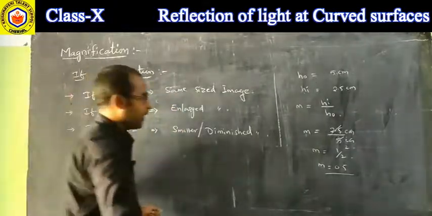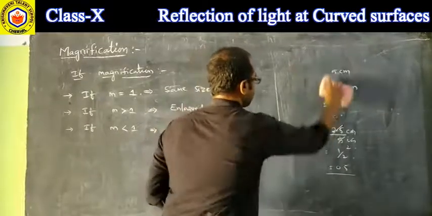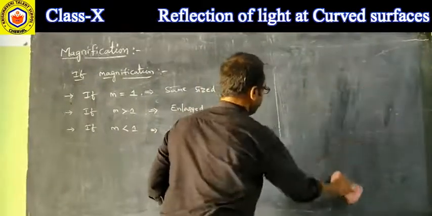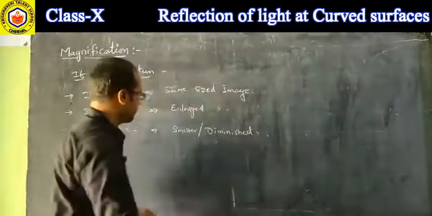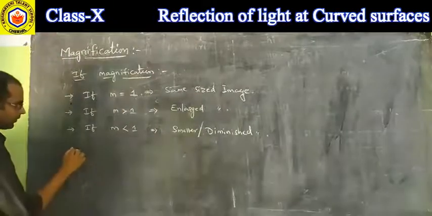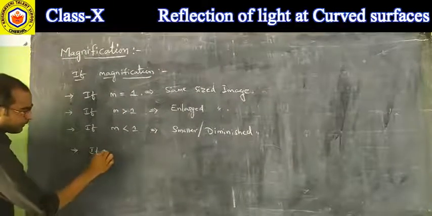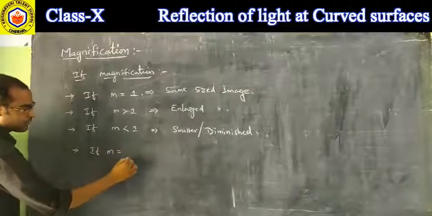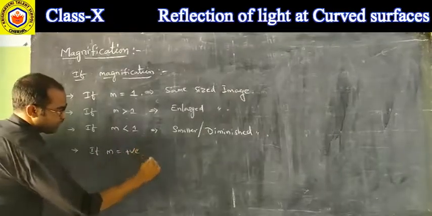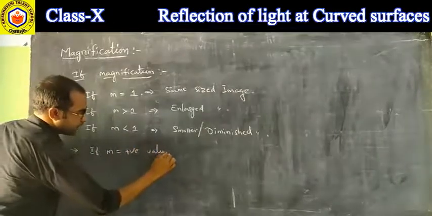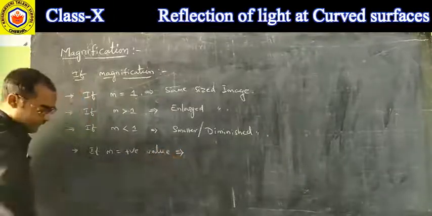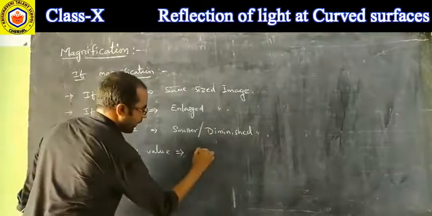And next, another situation: if magnification is a positive value, it indicates an erect image.